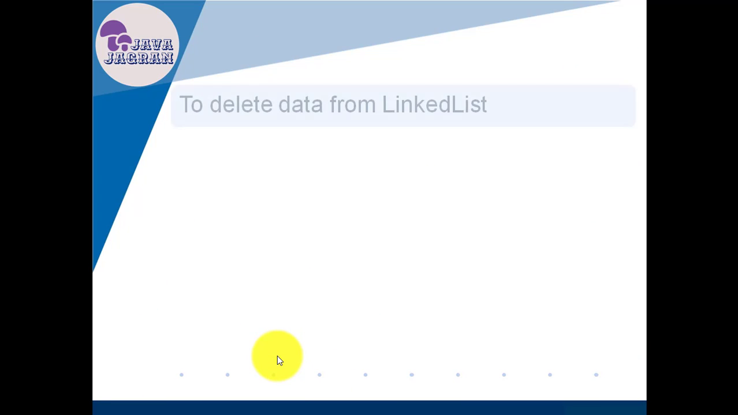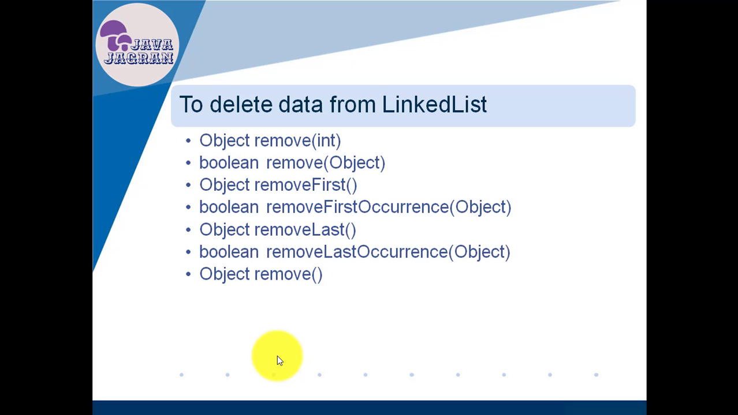The next subsection I am going to talk about is delete. Using these methods we can delete or remove data from the linked list. For removing there are a lot of methods. As you can see here, I've listed 7 methods that we can use for removing data from the linked list. Let's talk about each and every method in detail. The first method is remove with an int parameter.